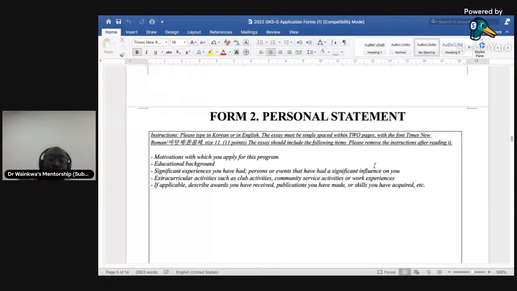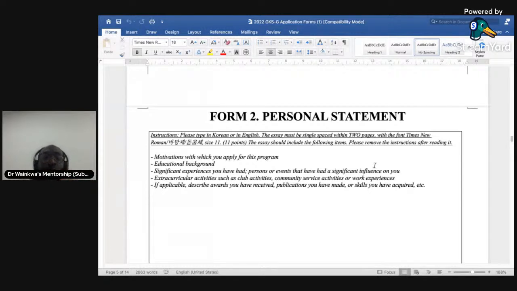In the personal statement in this case, first you need to read the instructions carefully. They said you should type either in Korean or in English. If you type in French, German, Spanish, or any other language, nobody is going to read it or send it to a translator. So if your first language of instruction or study is not English or Korean, please write and translate it to English or Korean, whichever is most appropriate for you.